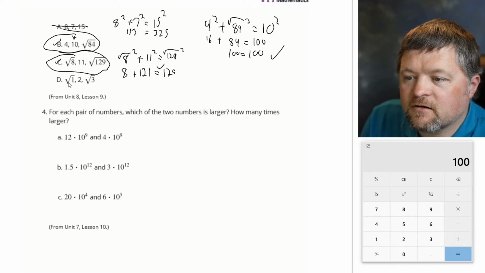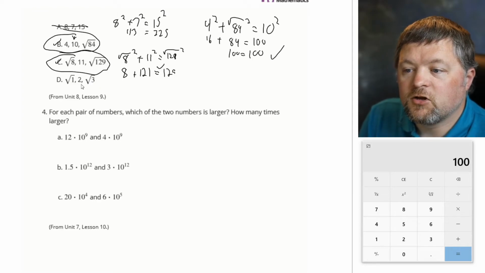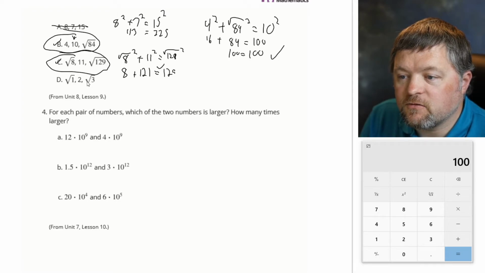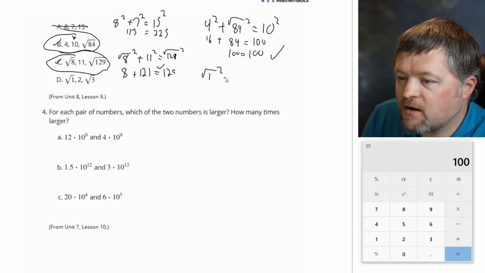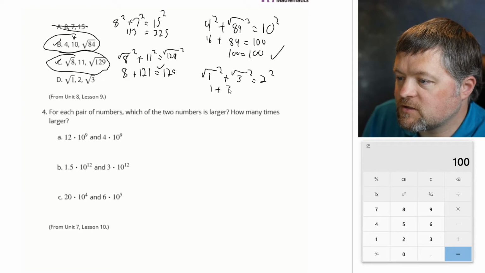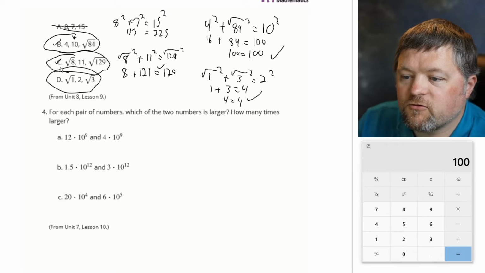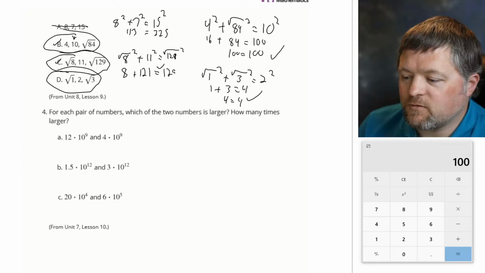Now our last one here, square root of 1, 2, and the square root of 3. 2 squared is 4. So the square root of 3 is less than 2. So 2 is our longest side. So square root of 1 squared plus the square root of 3 squared equals 2 squared. Square root of 1 squared is 1. Square root of 3 squared is 3. 2 squared is 4. 1 plus 3 equals 4. 4 equals 4. That one works. So this one is a right triangle. So B, C, and D were right triangles and A was not.